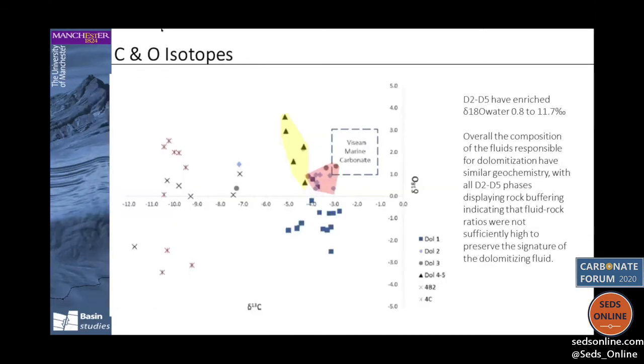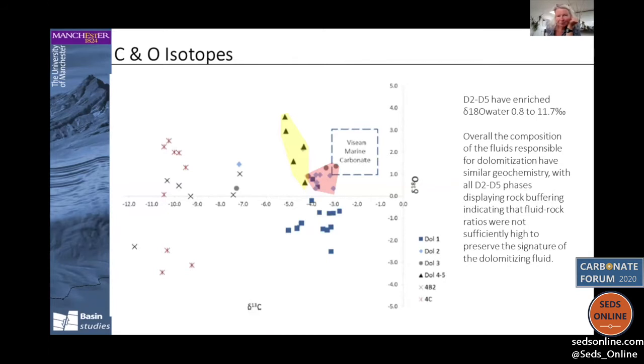Looking at the geochemistry of the dolomite, we have the phases D2 to D5. The replacive phases, which are the D2 and D3, form the bulk of the hydrothermal dolomite.